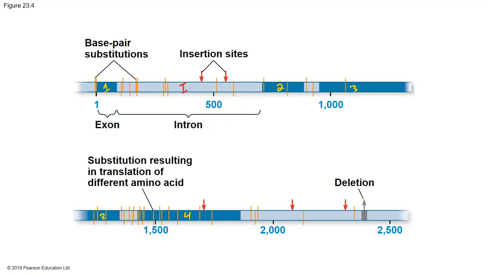So this is intron 1, intron 2, intron 3. Okay. And as you can see, these orange lines represent nucleotide variations. They could be base pair substitutions. So these are locations where different individuals, or different members within a population, have different nucleotides. Okay.